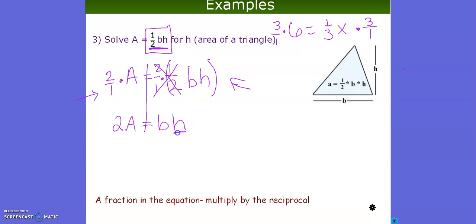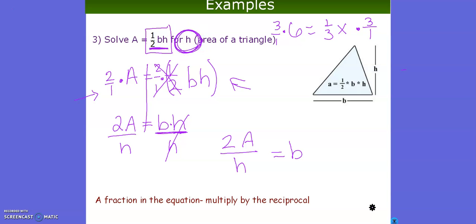Again, we're looking for the h to be all by itself. So how would I get rid of that b? In between the b and the h is, again, that invisible multiplication dot. So we're going to divide this whole thing by h on both sides. Now, there's no simplifying that I can do on the left side. So we have 2A over h is equal to, on the right side, my h's cancel out, and I'm left with b. Oh my, did I solve for the right variable? What did it ask me to solve for?